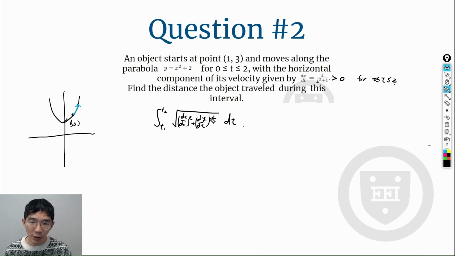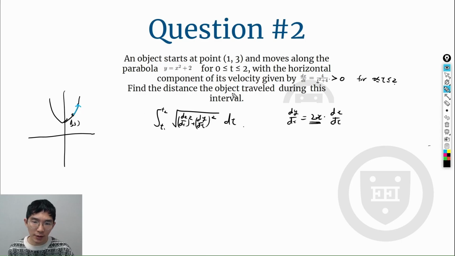Because why? Because you see, we know dx/dt is 4 over t squared plus 4, but if we take a look at dy/dt, what is it? dy/dt is equal to 2x times dx/dt. And let's think about it. This x here is going to be the major problem because that means we need to solve for x, okay? So let's think about it. So this is one way to go about it.